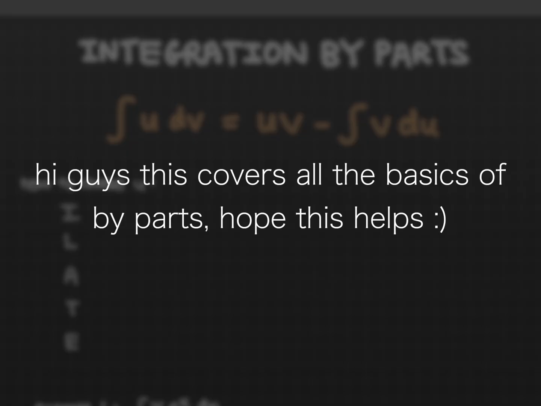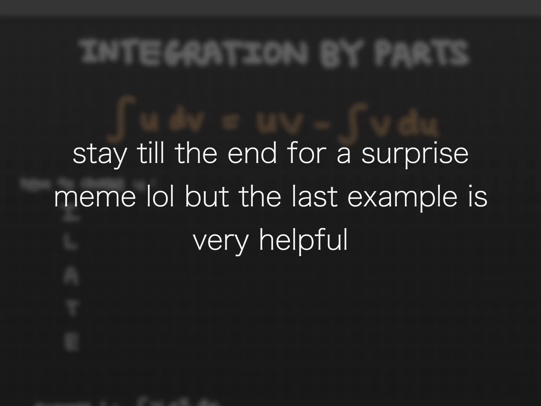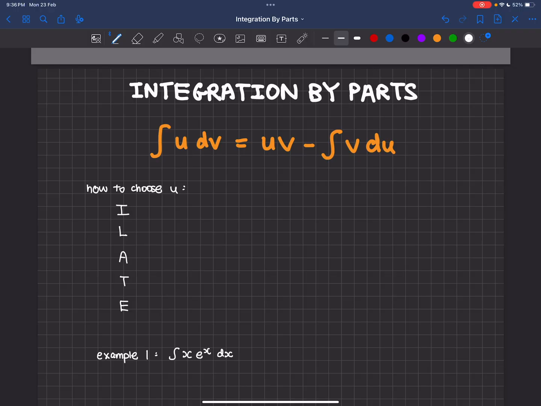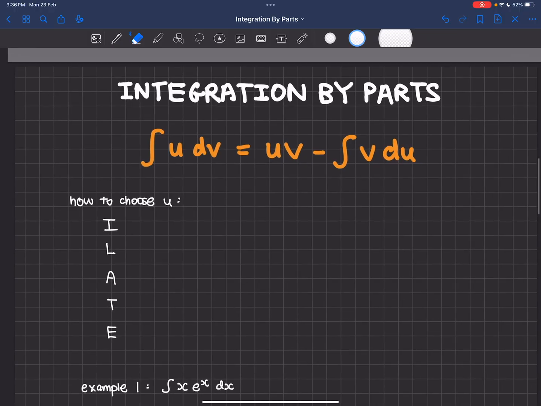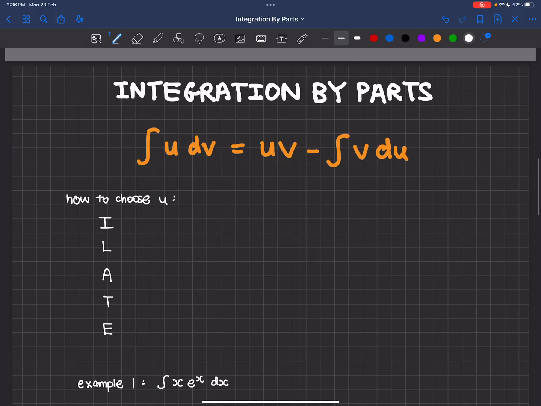We're gonna do integration by parts today. It is something that will come up in your IB exams, so let's get straight into it. So we have two variables in the equation that we are given in questions. One is u and one is v, right? So we have u and v.